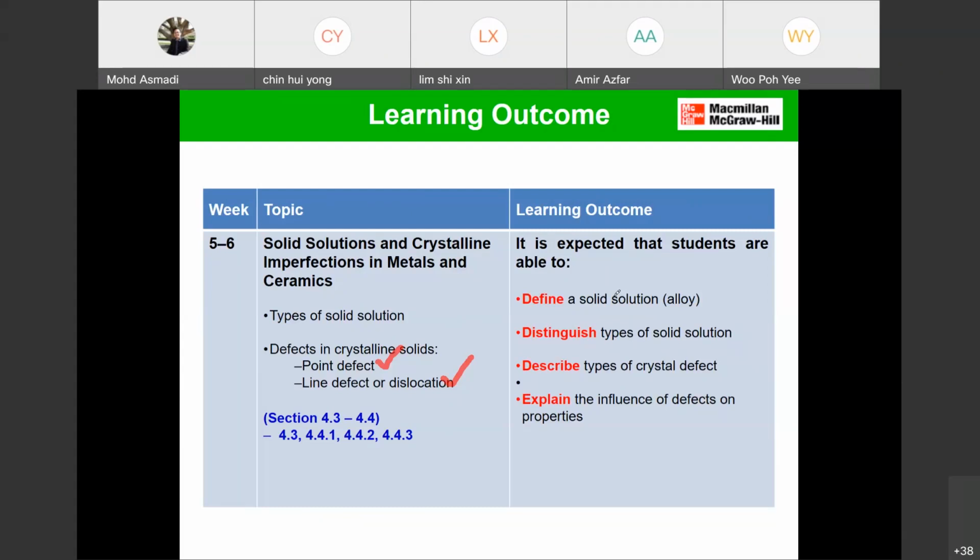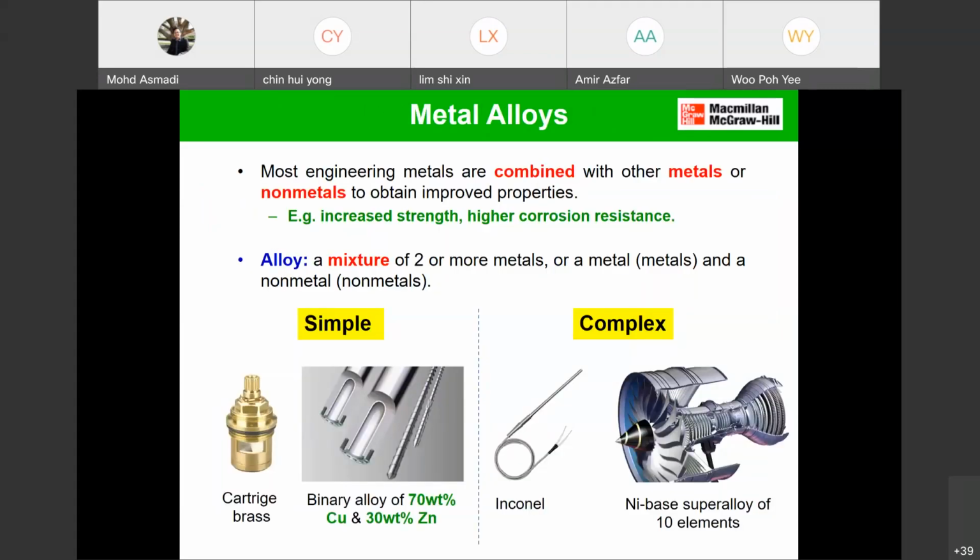Because when you mix two metals, they will improve the properties of the materials, like the mechanical properties or the electrical properties. Actually, in engineering, most engineering metals are combined with other metals or non-metals, because we want to improve their properties, like electrical, mechanical. What else? Is it becoming stronger?